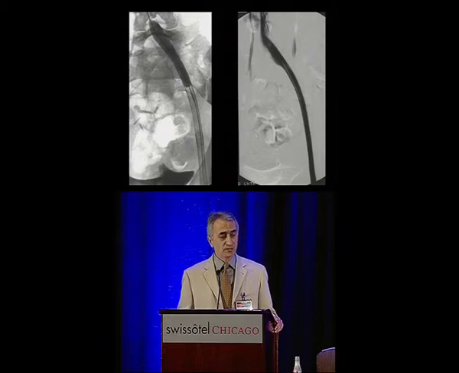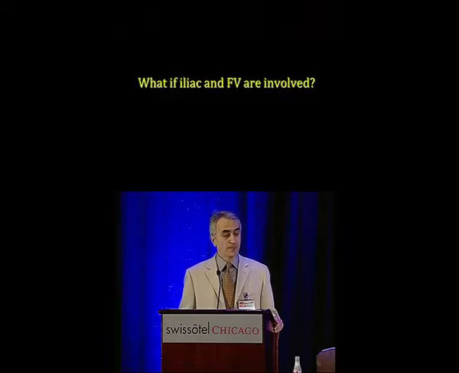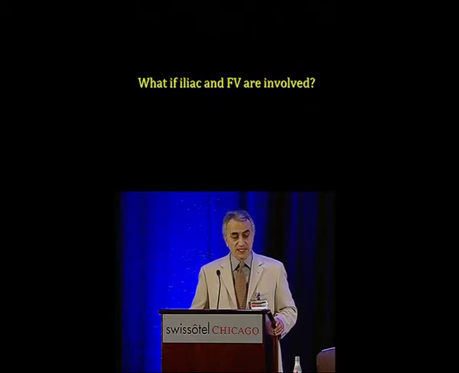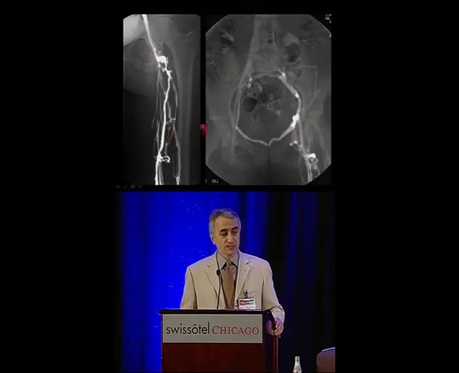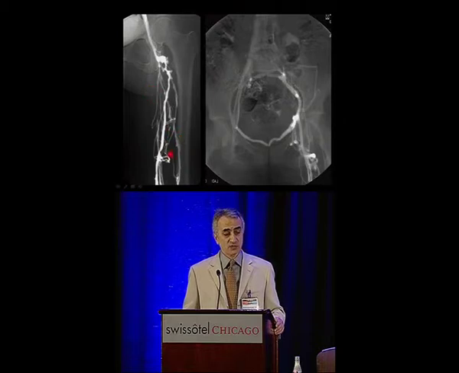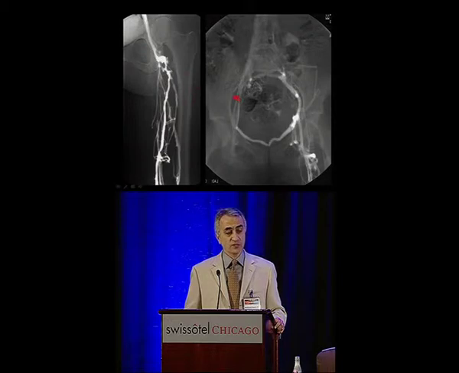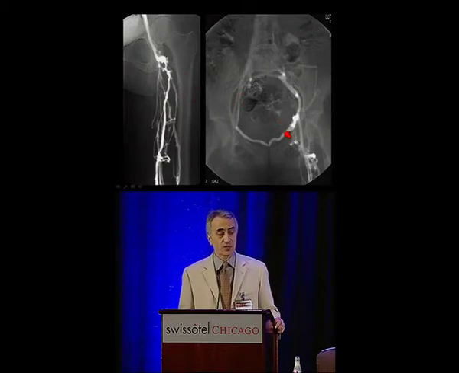And this remained patent for the 5-year follow-up that we have, and this was a very active woman. What if both iliacs and the femoral veins are involved, such as this? So this is obviously post-thrombotic or thrombotic. Femoral vein is out, common femoral reconstitutes for a short period, and then the iliac is also out.